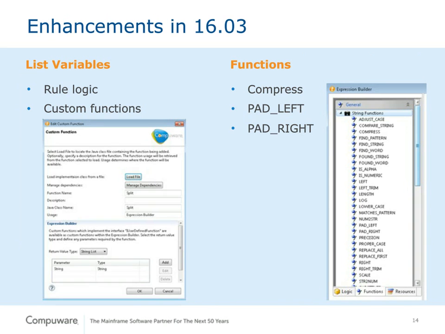Now we're going to look at the enhancements that are new within 1603. We have added support for list variables, and we've also added a couple of new functions. In our earlier releases, we had support for string and number variables, and now we are able to process a list of values for the variable. List variables are available to you in rule logic and also within custom functions.